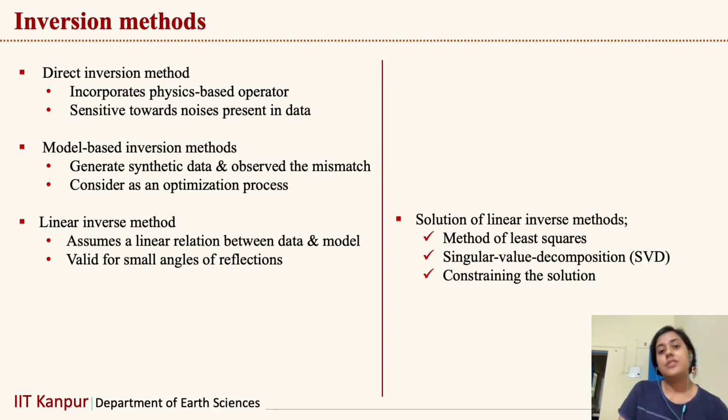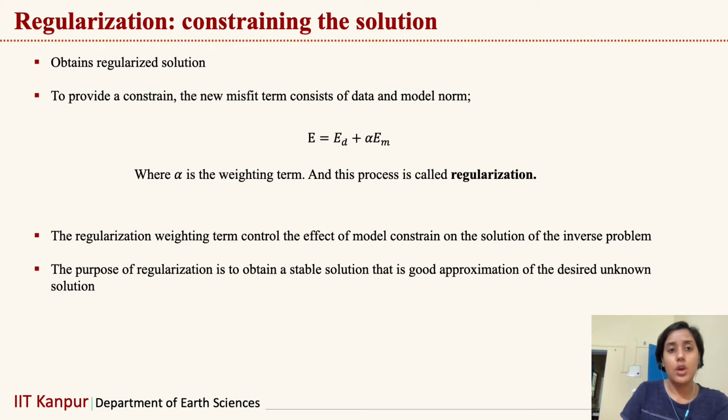For constraining the solution, there are several techniques available, for example, giving prior information, applying a positive constraint or an inequality constraint, and the most famous technique for this is regularization. So in regularization, when we apply it, our total misfit function comes in this form. In the normal misfit function, you get only ED, and ED is the norm between your data, your synthetic and the observed data.